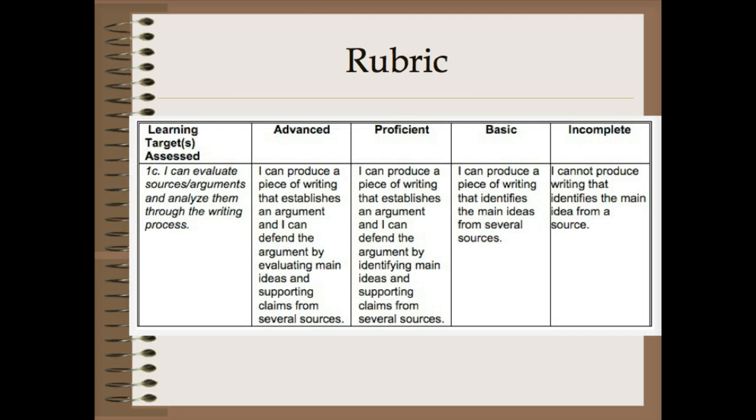The rubric that you will typically see associated if it's focusing on writing for a document-based question, it can be seen here, target 1C for social studies. I can evaluate sources or arguments and analyze them through the writing process. And so you can see the different levels of achievement noted there.